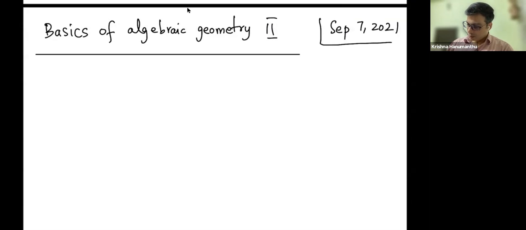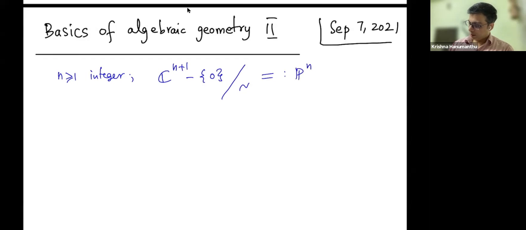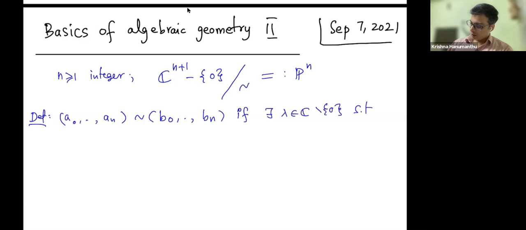Okay, so I'll quickly tell you again what projective space is. n is, of course, a positive integer. We will look at C^(n+1), remove the origin from it, and then go modulo an equivalence relation. This is what I'll call P^n. And remember what the equivalence relation is. We'll denote the tuples by (a_0, ..., a_n). So (a_0, ..., a_n) is equivalent to (b_0, ..., b_n) if there exists a non-zero complex number lambda such that one is a scalar multiple of the other. The entire vector is a scalar multiple of the other.